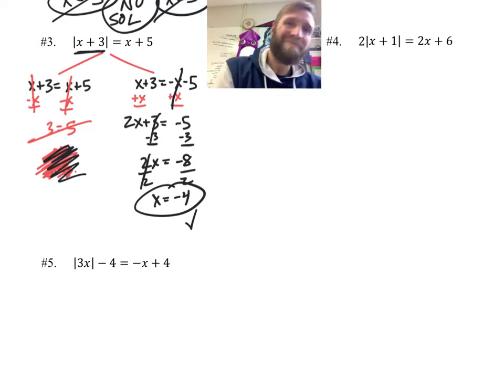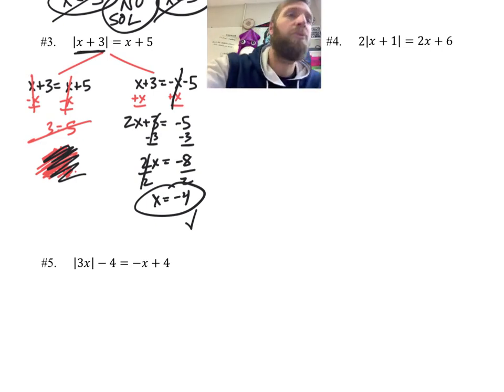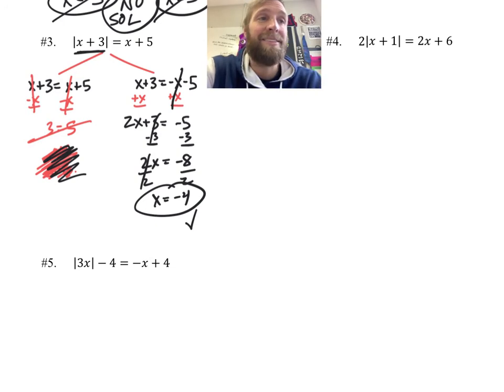Number 4. On 3 and 4 here, what we're seeing is an absolute value V shape that's equal to a slanted line, a slope of 1 or a slope of 2. That V shape could slope underneath and not hit it. It could slope up top and hit twice. It could slope and hit the vertex just once. So we got to do that math and see what happens.